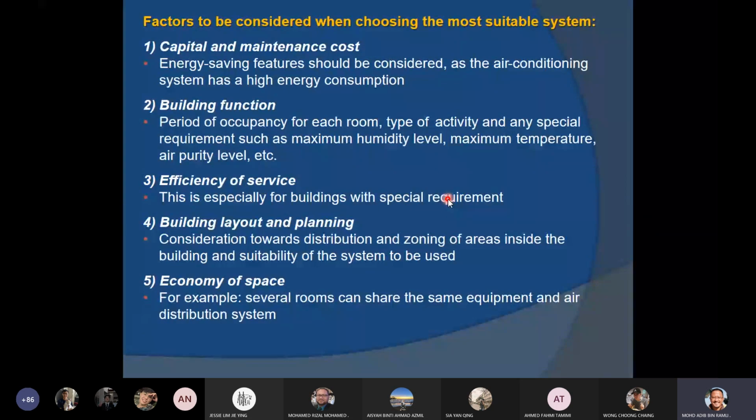Okay, factors to be considered when choosing the most suitable system. So there are many factors to be considered. I've mentioned five systems here. Of course, when you build a building, it depends on the client. But that's the role of the consultant, to advise the client so that the client would make a good decision.